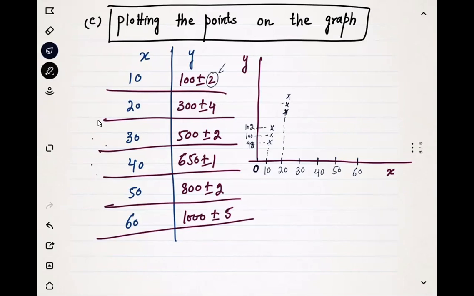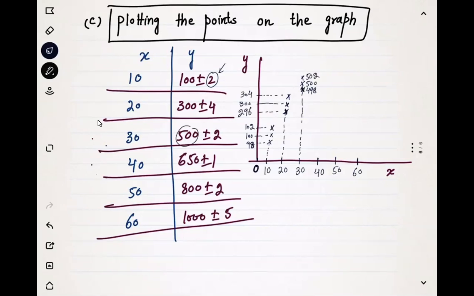300. Then it is 304. Then it is 296. Against 30, you again have 3 points. In the center, you have 500. Then you have 498. And then you have 502.